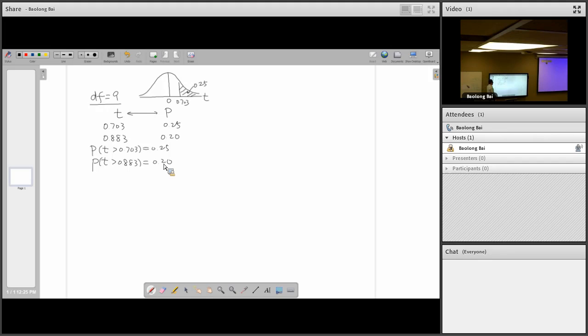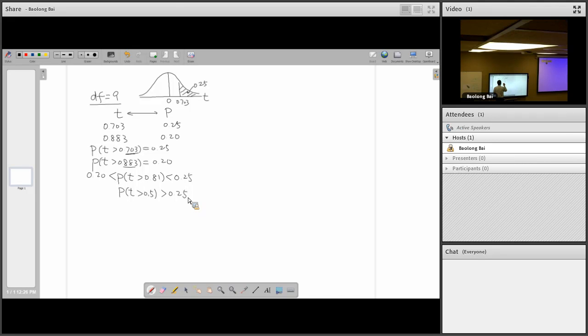So if you want to find the probability of other events, for example, the probability of t greater than 0.81, that will be between the probabilities of two neighbors, right? These two are the neighbors of 0.81, so it will be between 0.20 and 0.25. And if you want to find the probability of t greater than 0.5, then you can only compare with one neighbor, right? This is the only neighbor you have. Compared to that, it will be greater than 0.25.